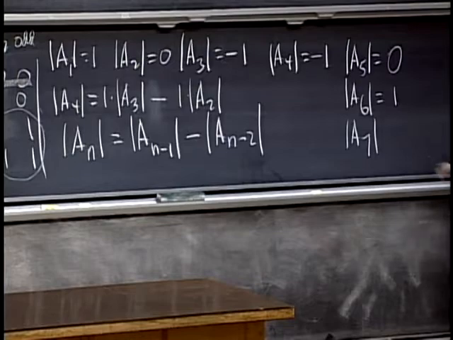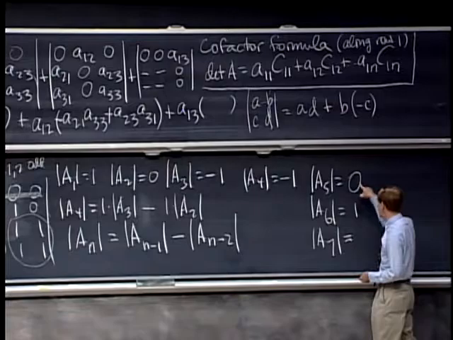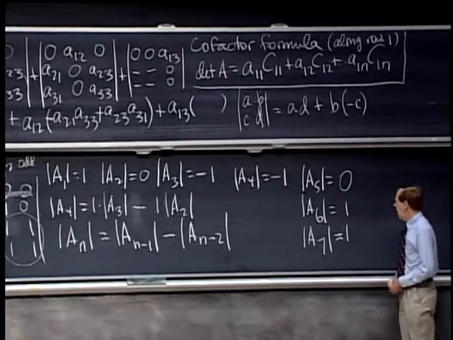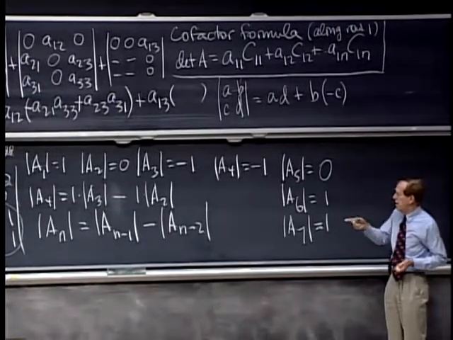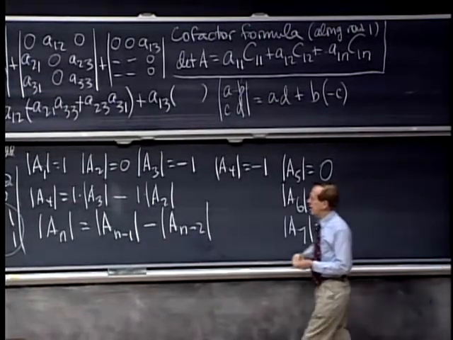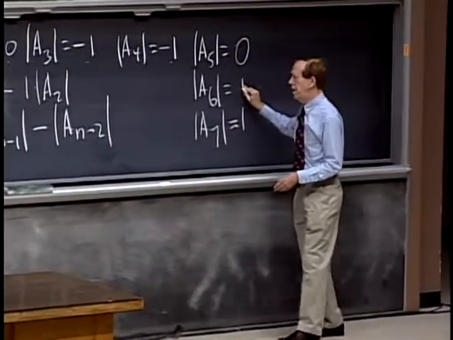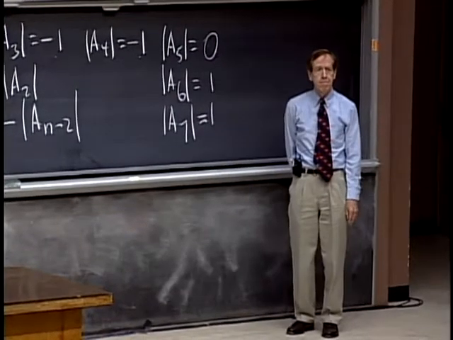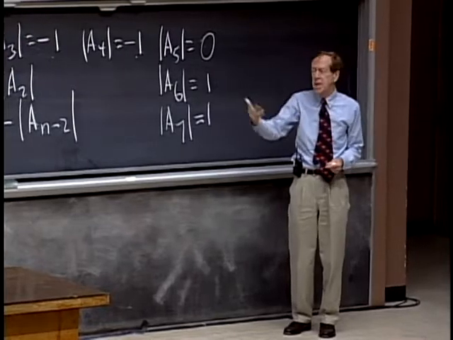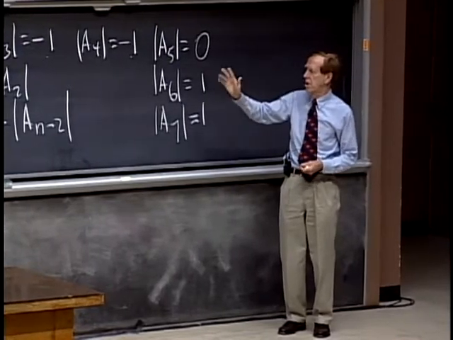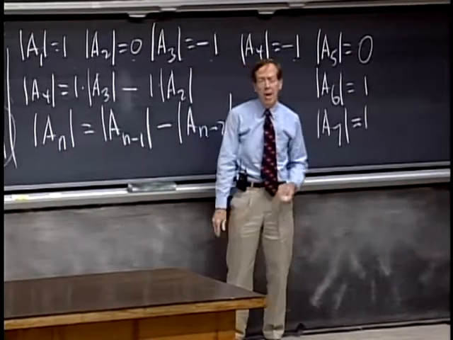I'm going to be stopped by either the time runs out or the board runs out here. OK, A7 is this minus this, which is 1. I'll stop here because time is out, but let me tell you what we've got. These determinants have this series: 1, 0, minus 1, minus 1, 0, 1, and then it starts repeating. It's pretty fantastic. These determinants have period 6. So the determinant of A61 would be the determinant of A1, which would be 1.